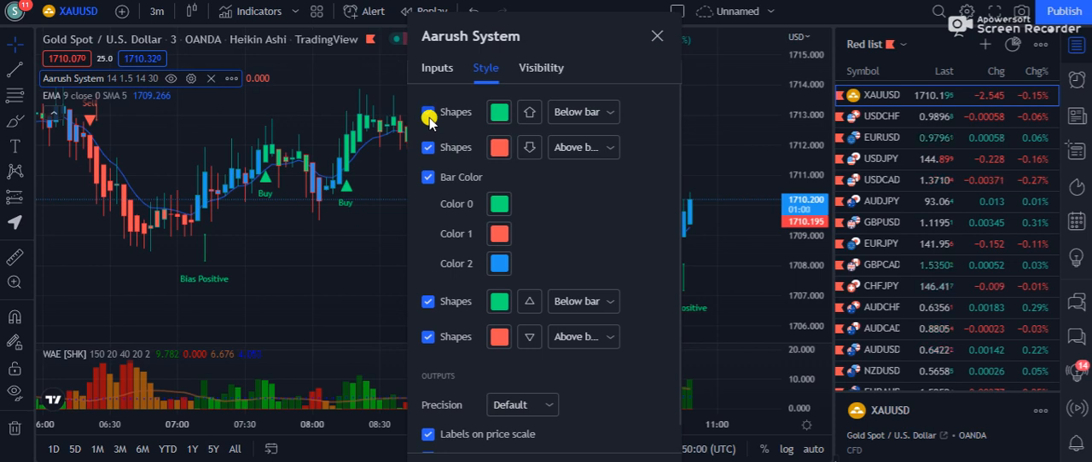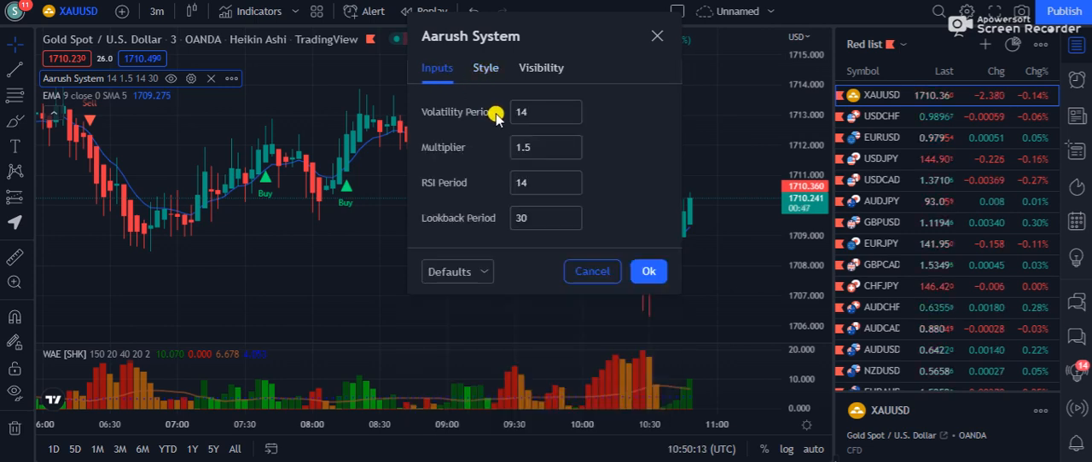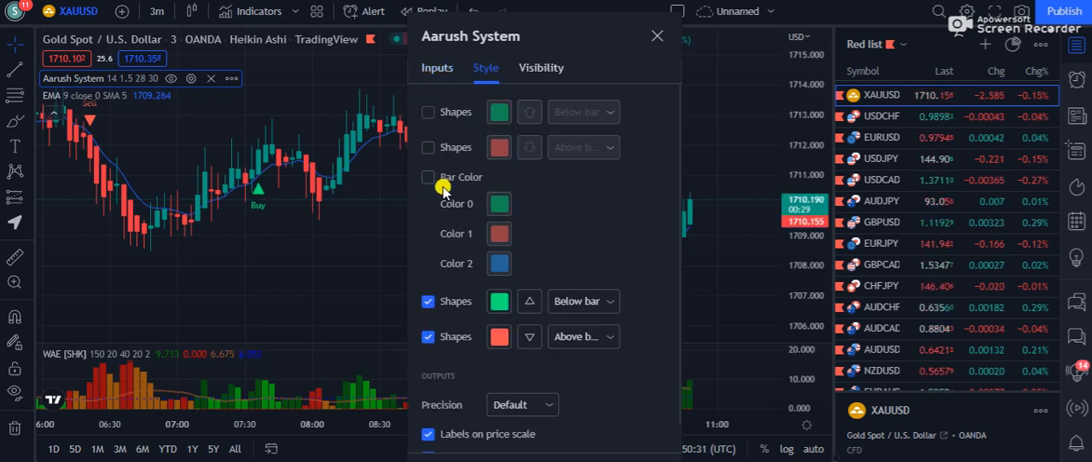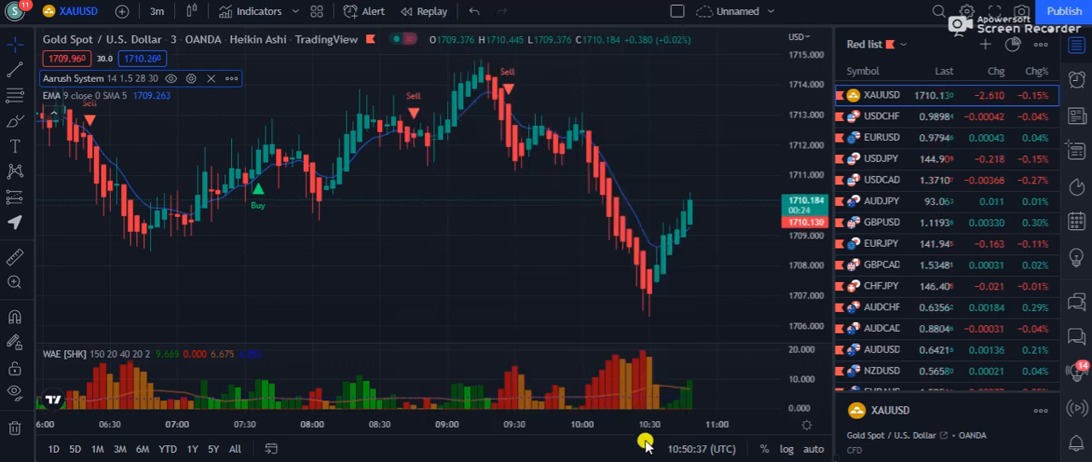So first of all, I went inside the settings of the Arush system. So I am going to check the first 3 boxes of the shapes and the bar colors, right? Okay, so the first thing is done. Then I'm going to the inputs of the Arush system. Okay, so here we will need one change. You can see on the third left, it says RSI period. It is by default 14. So we want to change the RSI period to 28. Okay, and the other thing that I have already explained is that you need to check the first 3 boxes, right? So this is the first setting of the Arush system.